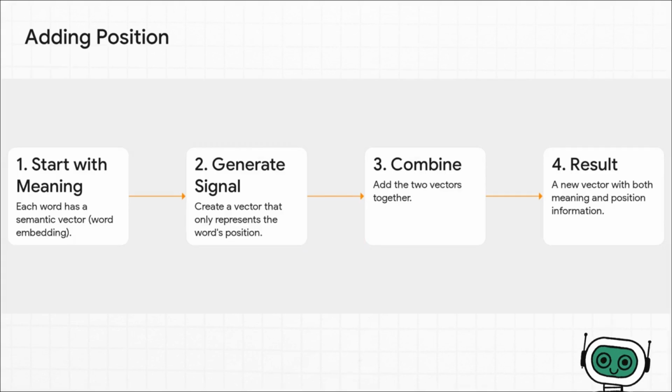Here's how that happens. Step 1, we start with the word's meaning, its word embedding. Step 2, we generate a brand new vector that only represents its position. Step 3, we literally just add those two vectors together. And the result? A new, richer vector that knows both what the word is and where it is.